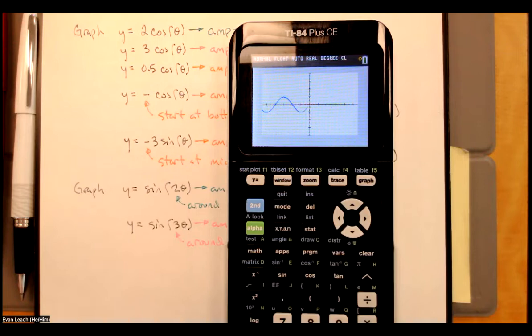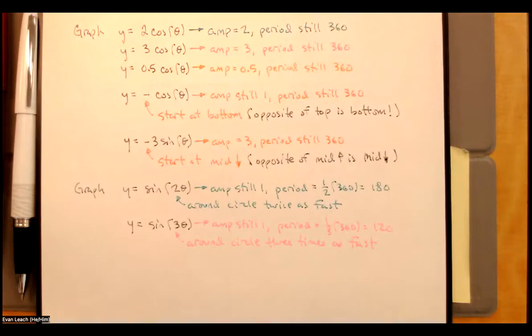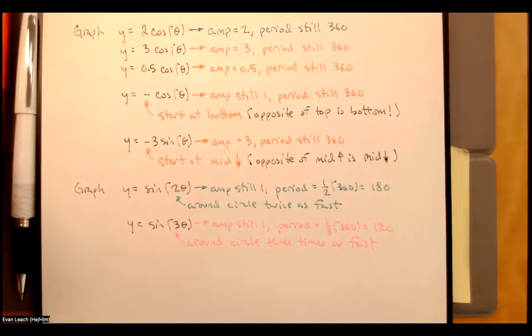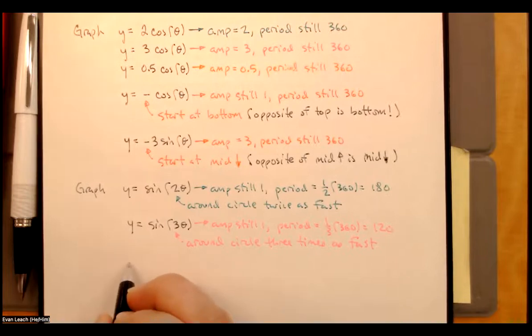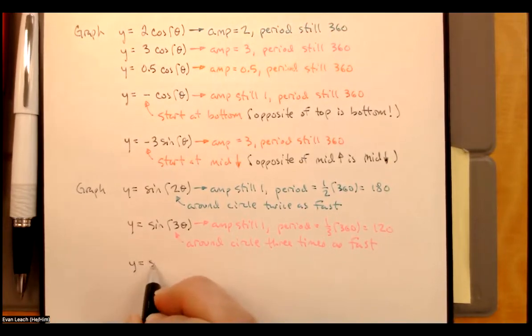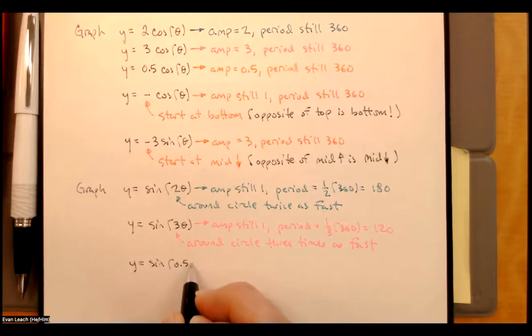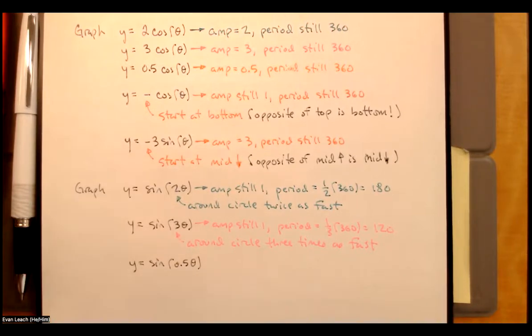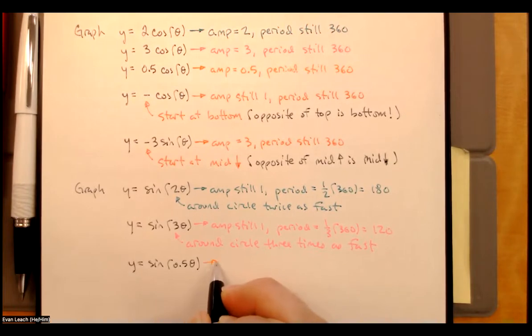Here comes sine x. And here comes sine of 0.5x. Notice that where sine of x did one cycle, sine of 0.5x only did half a cycle. The cycles are taking twice as long. The amplitude is still 1 because I didn't put anything on the outside.